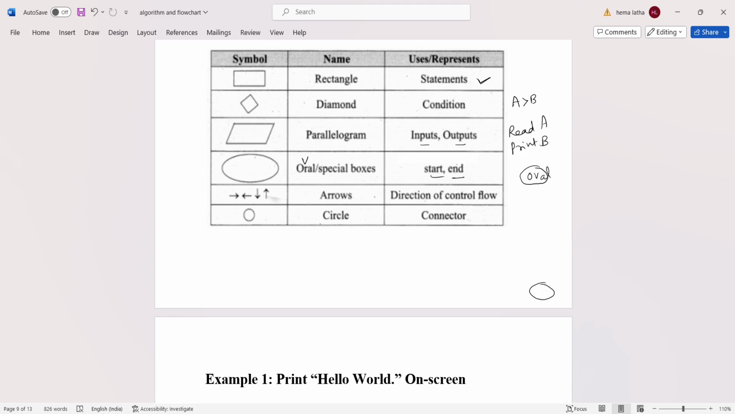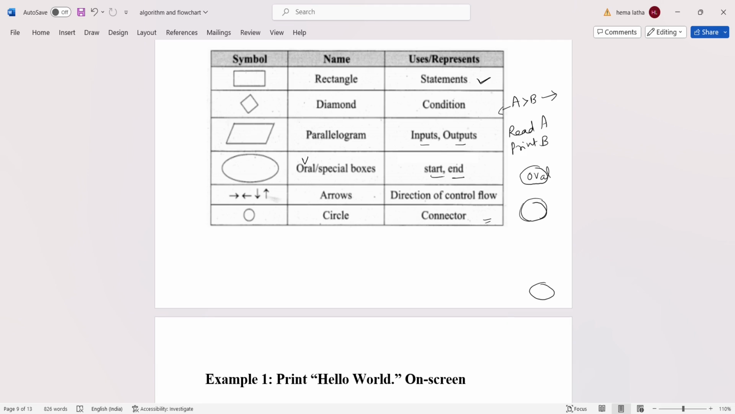Okay, and the next, arrow marks, represent the flow of the program. If A is greater than B, go this way. If it is less than B, go this way. Like that we can change the direction of the flow of the program. So for that arrow marks are required. And the next one is circle. Circle means connector. So the condition is checked, and finally it has to come to this point. For that we will use the circle symbol. So these are the symbols we basically use to write the flow chart.